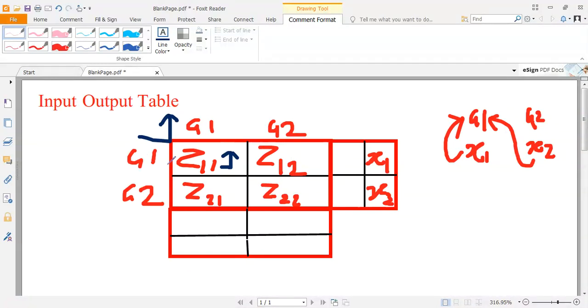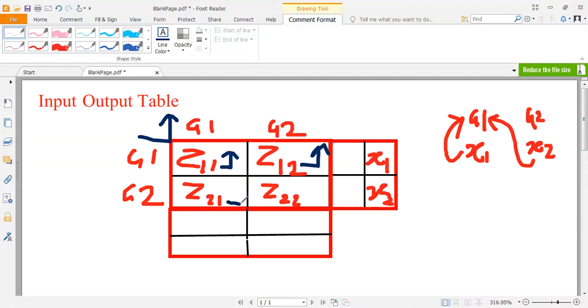Z12 is moving from G1 to G2. Since the arrow's movement is this way, it's G1 to G2. So this is the amount of sector 1's output. Since G1 is on this side, it's moving from G1 to G2. So it's part of G1's output that goes into the production of G2. So Z11 is the amount of G1's output that goes into the production of G1, and Z12 is the amount of G1's output that goes into the production of G2.